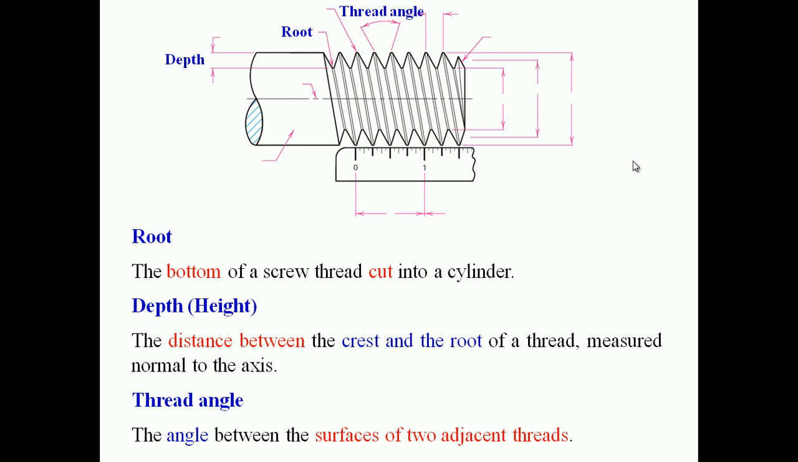Again, we'll recall what the root is: the bottom of a screw thread cut into a cylinder is known as the root. Depth or height means the distance between the crest and the root of a thread, measured normal to the axis. That is very important. These are the terms we are using in screw thread nomenclature. And the third one is the thread angle, the angle between the surfaces of two adjacent threads. That is known as the included angle, otherwise the thread angle.